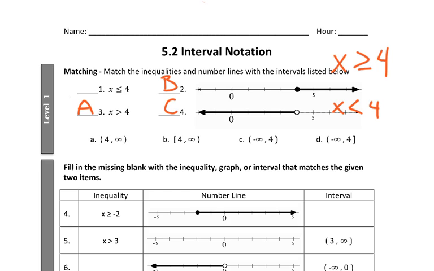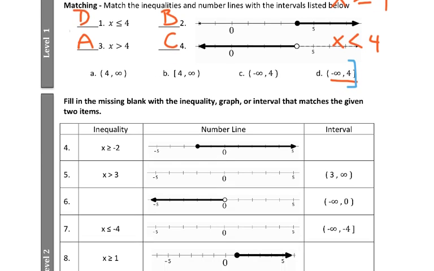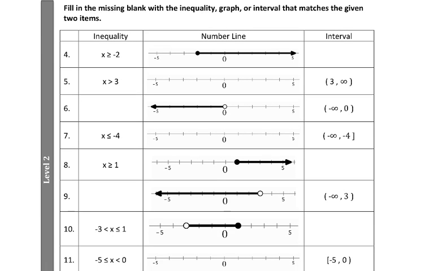And of course we know where D belongs, but let's talk about why. That's looking for any number between negative infinity and the number 4. And with this big square bracket here, that means that it could equal the number 4. So we're going to call number 1 D, because that's x is any number less than or equal to the number 4.